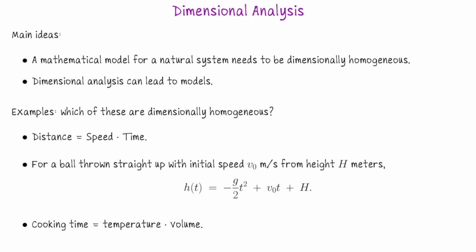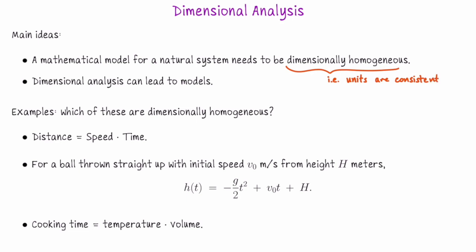In this lesson, we're going to look at a really neat topic called dimensional analysis. There will be two messages of this lecture. The first one is that if you write down an equation or a mathematical model for a natural system, then it needs to be dimensionally homogeneous. What that essentially means is that the units of the equation are consistent.